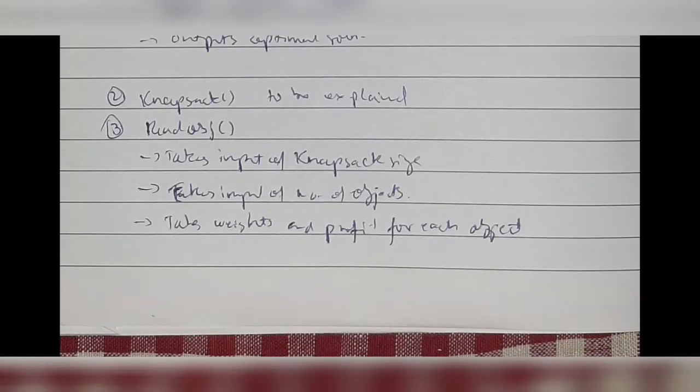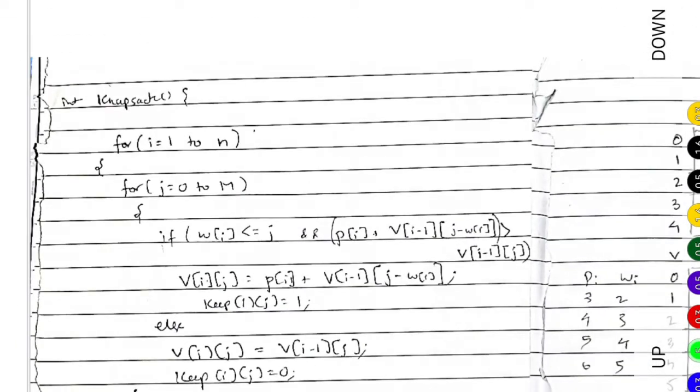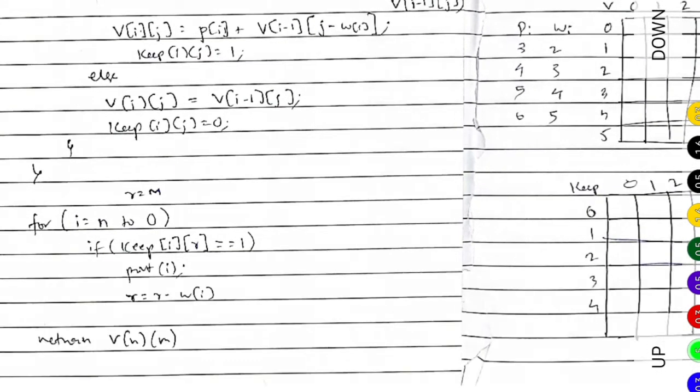That's the main function. In the read object function, we are taking the input of the knapsack size, then the number of objects, and then the weights and the profit of each object. So we'll be looking at what the knapsack function does. This is the knapsack function here. It starts from here. It has a nested for loop. The first for loop runs from i to n, and the second for loop runs from j = 0 to m. In each of these for loops we'll be performing an if-else condition, and then after the two for loops get over, the final for loop will be used for initializing the keep values. We'll be looking at each of these.